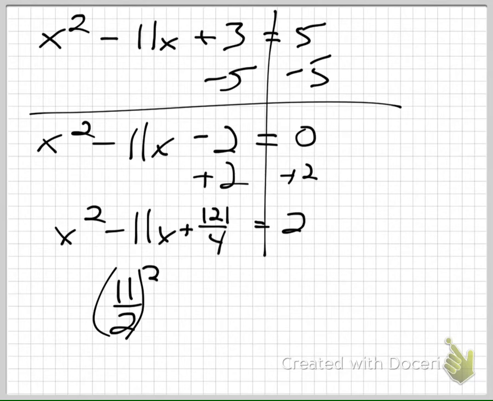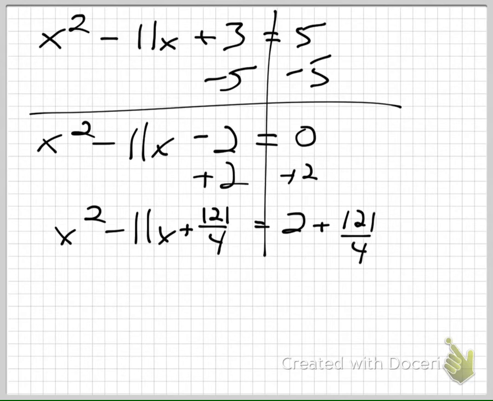121 fourths plus 121 fourths. Does that make sense? We know that this is a perfect square, right? We know that. So then what is it going to be? What is it? We know it's an x and an x. What is this thing square rooted? We already know it. It's 11 halves, right?